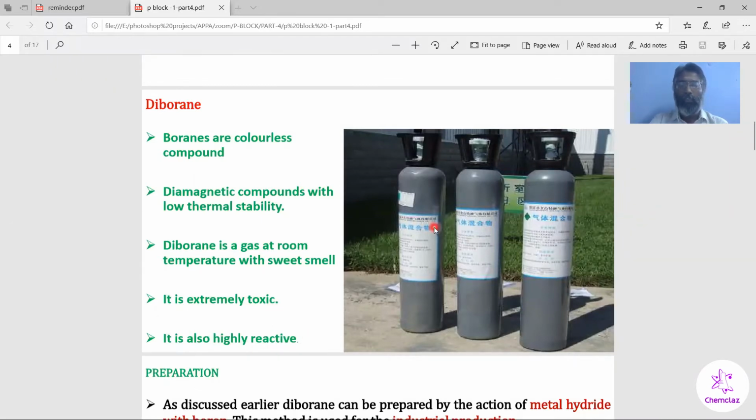Okay. So this gas is manufactured by the Chinese companies. Okay. Right.